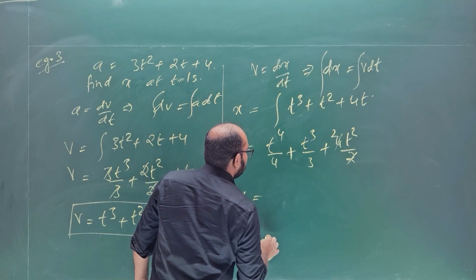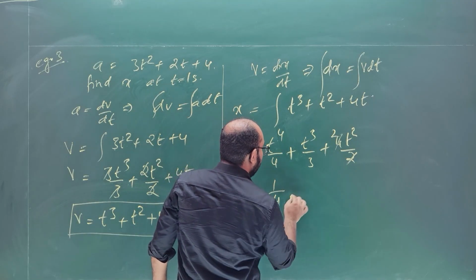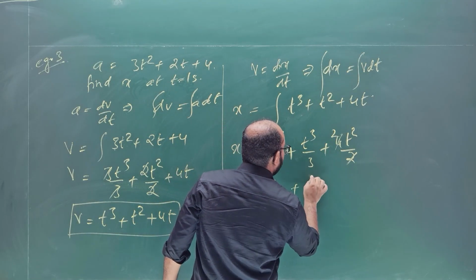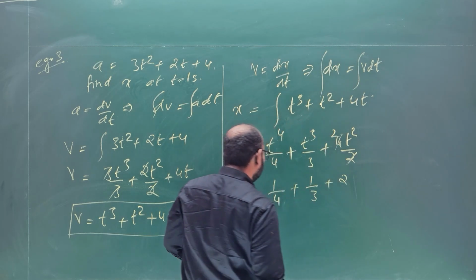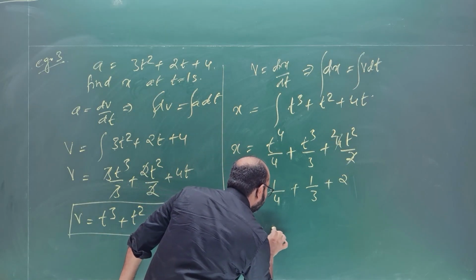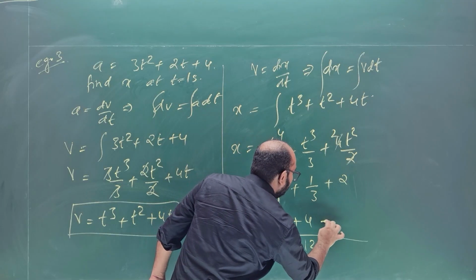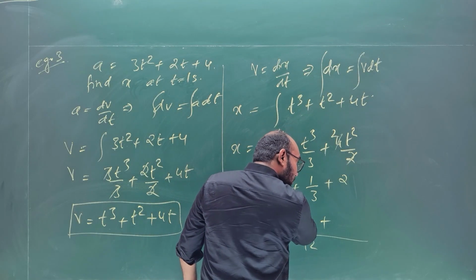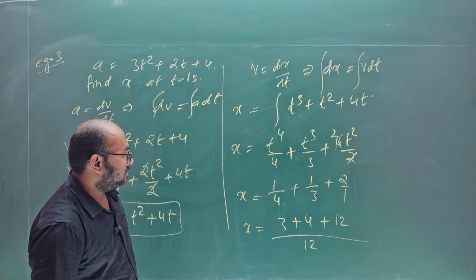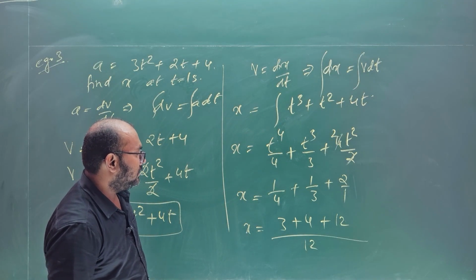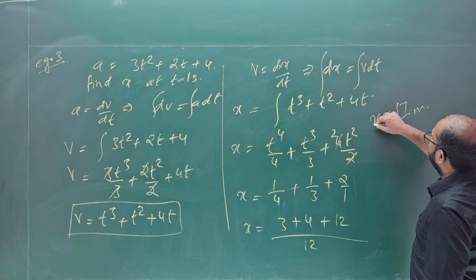Or x is equal to, t value is 1. Substituting the value of t, 1 upon 4 plus 1 upon 3 plus 2 into 1, 2. The LCM will be 12, so this becomes 3, this becomes 4, plus this becomes 24 over 12. So 12, 16, 16 plus 3, 19, 19 by 12. x is equal to 19 by 12 meters.